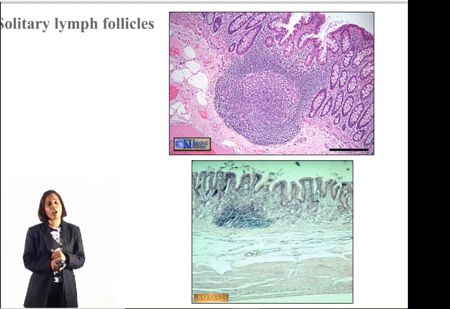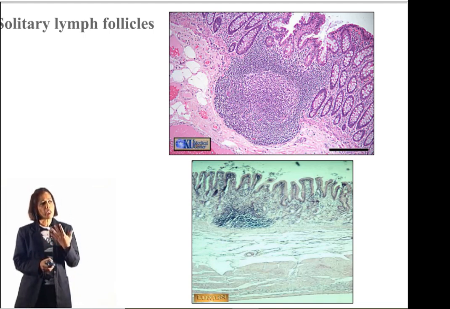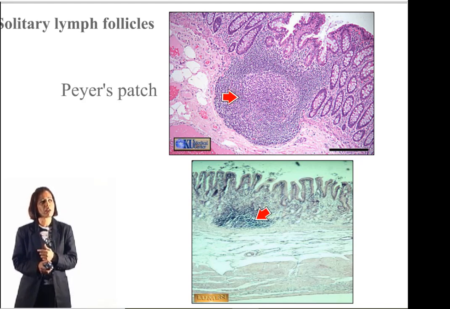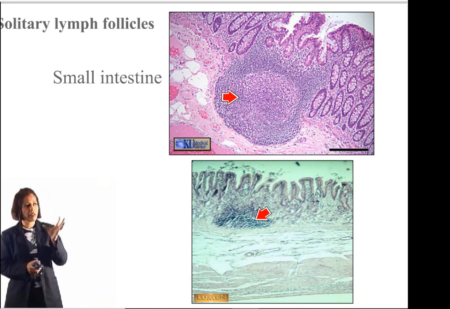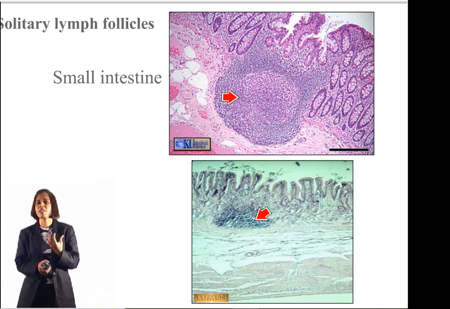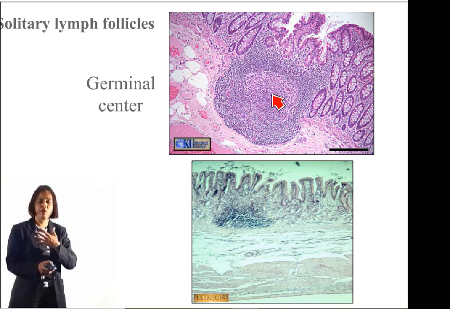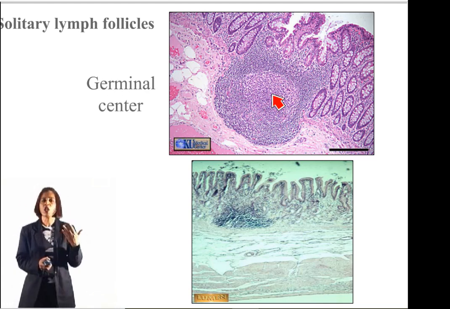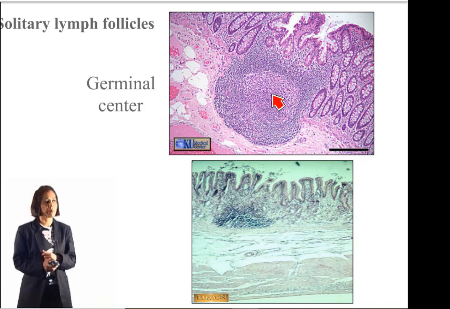Let's now look at solitary lymph follicles, which are found in many organs. But what we are looking at in these two images are the Peyer's patches, which are seen in the small intestine. And you can see these are discrete lymphatic follicles, or also called nodules. And in the top image, you can see a very distinct germinal center. See how light staining the center is, whereas the periphery is darker staining. In the lower image, you're not able to make out a germinal center.